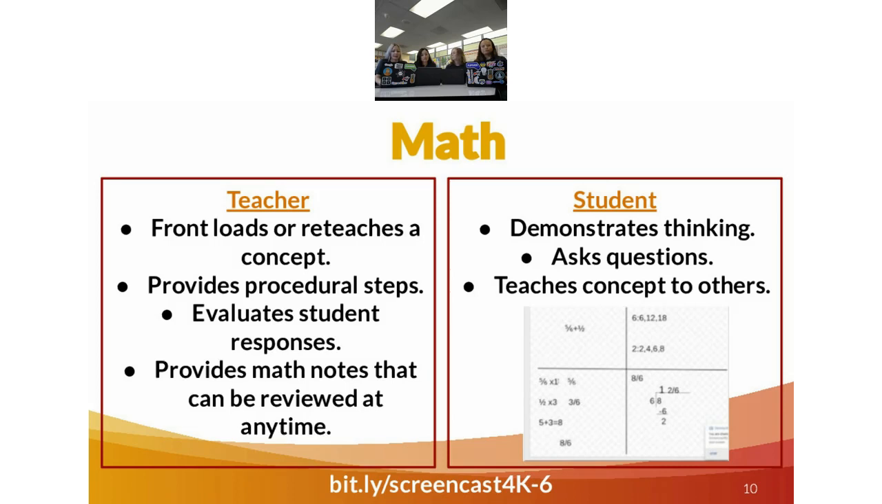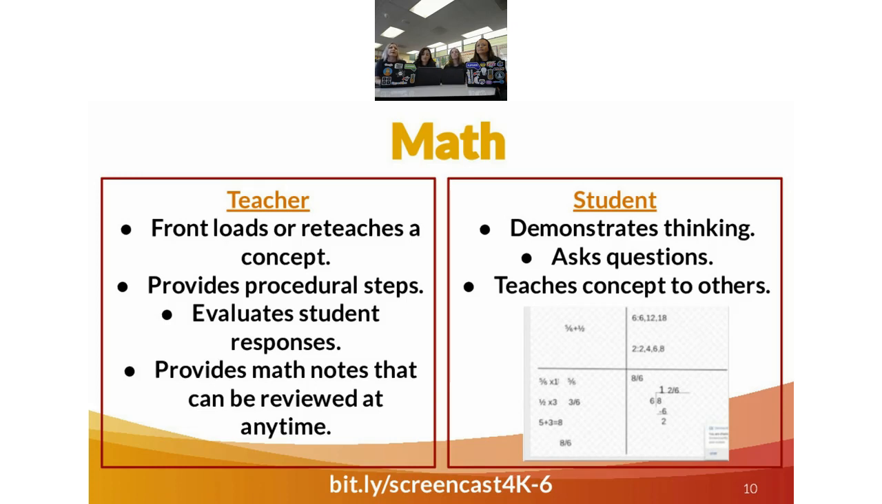Also, it allows the teacher to evaluate student responses. Talk about a powerful assessment tool. You know right when and where your student is making those mistakes. And so you can be pulling small groups that all have those same errors at that same time, or you'll know exactly how you can help that student.